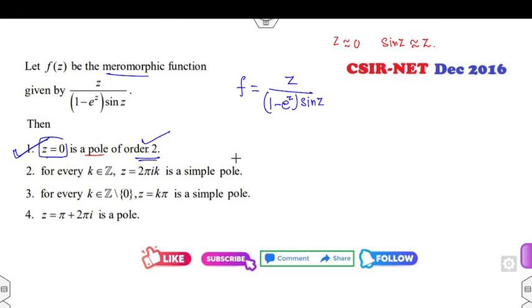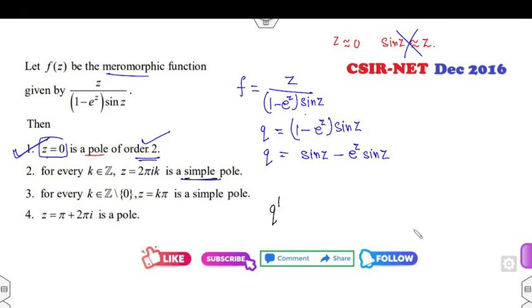Now look at the second one: z equal to 2 pi i is a simple pole. Since this result we can never use because it is not a 0, then it's a simple pole. I can take it as a denominator part. This is my sine of z. I can open this bracket. It's sine z minus e^z of sine z. What is the meaning of this simple pole? That means q dash will be non-zero at this point. So can you find the q dash? It's cos of z. It will be e^z cos z plus e^z of sine z.